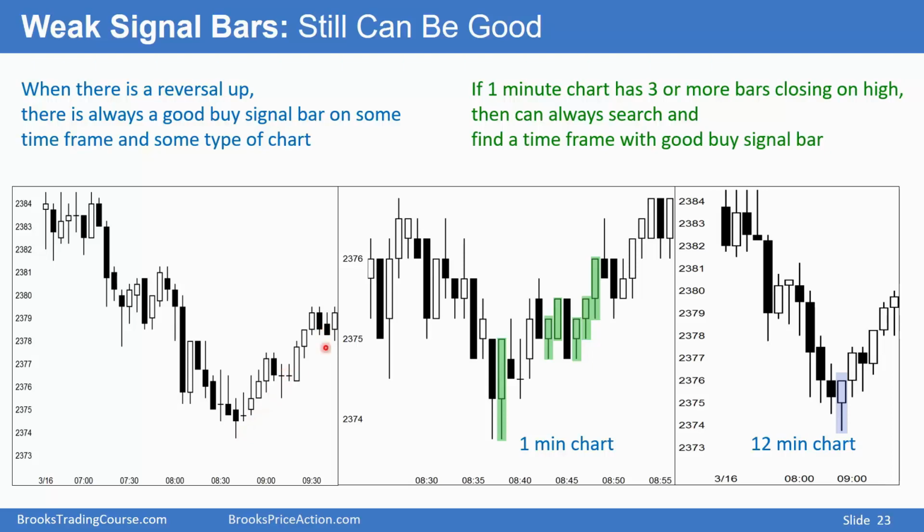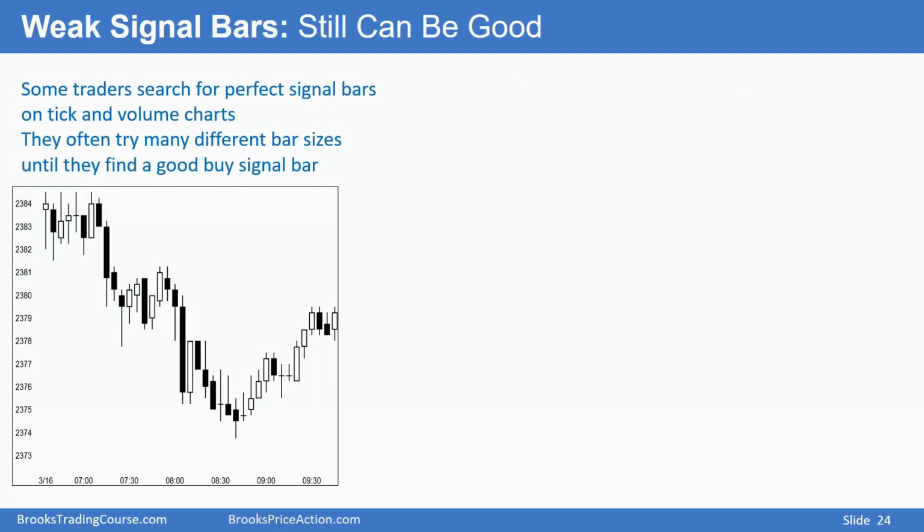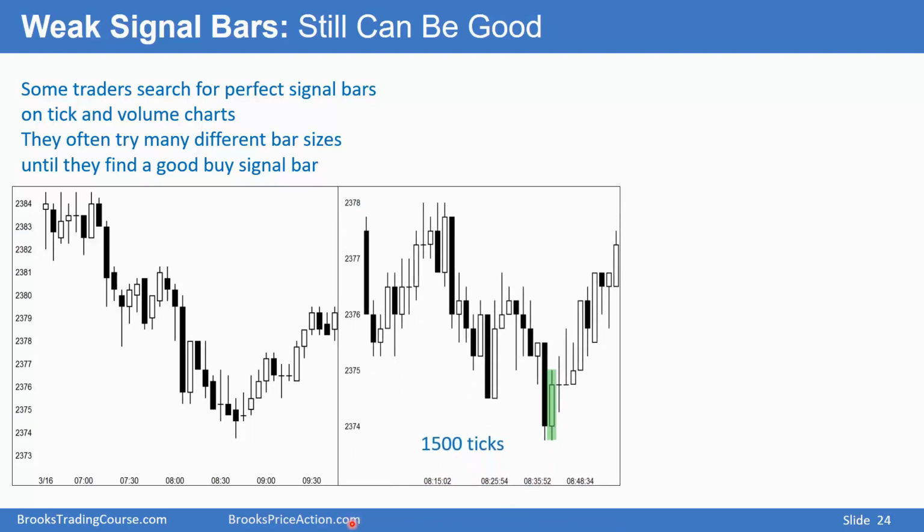Some traders are always searching for perfect buy signal bars. They'll look at tick charts, they'll look at volume charts, they'll look at all kinds of different time frames. And if they look at tick or volume charts, they try many different bar sizes until they find one that has a very good looking buy signal bar. So for example, if I look at a 1500 tick chart, this is what I get. A pretty good buy signal bar for a wedge bottom, 1, 2, 3.